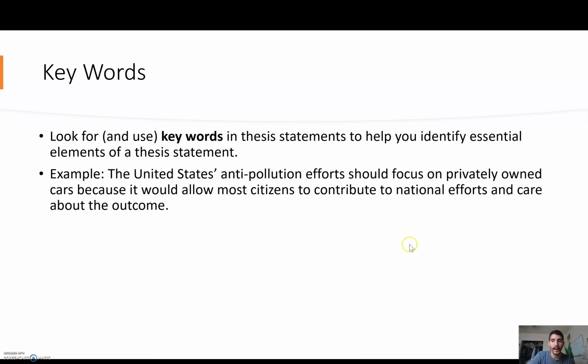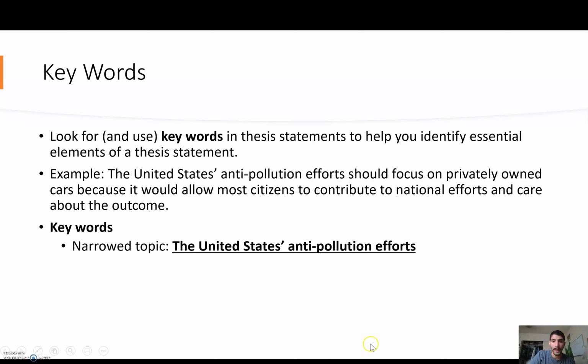So let's try to find the topic. The topic is the United States anti-pollution efforts. Now notice that the topic is very specific. We're not just talking about pollution or pollution efforts in general. We are focused on the US's response to pollution efforts. That level of specificity in your topic is important to let readers know the specific topic that you're addressing.